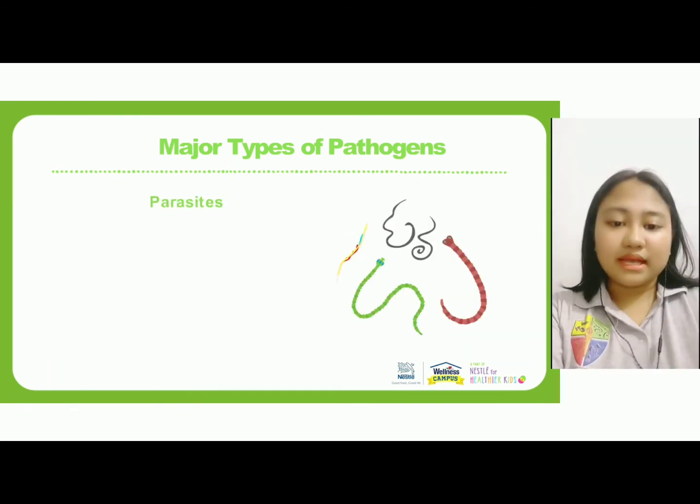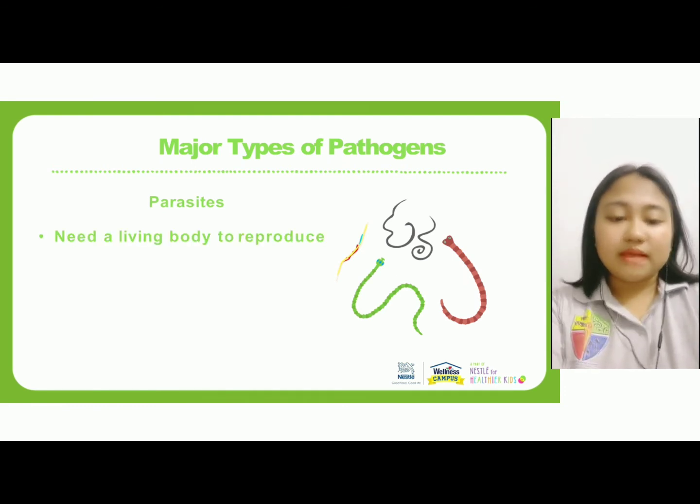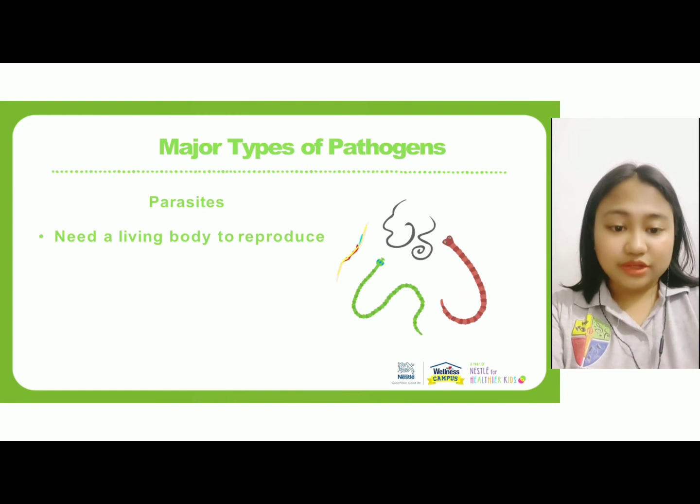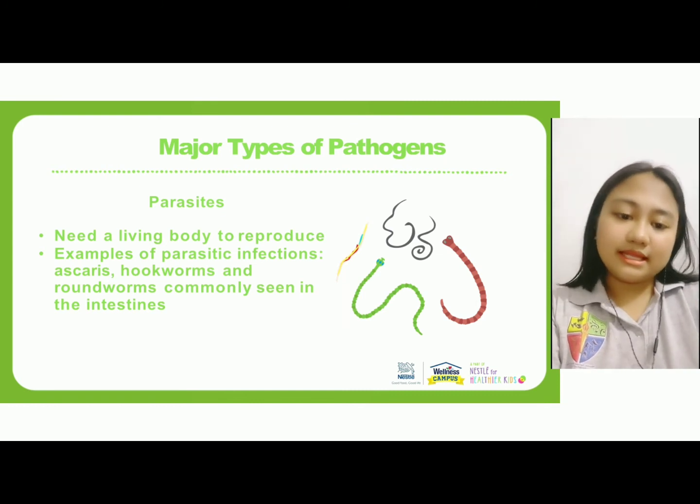Lastly, parasites are organisms that need a living body to reproduce, snatching nutrients for their own growth. Some examples of parasitic infections are ascaris, hookworm, and roundworms. These are commonly seen in the intestine.